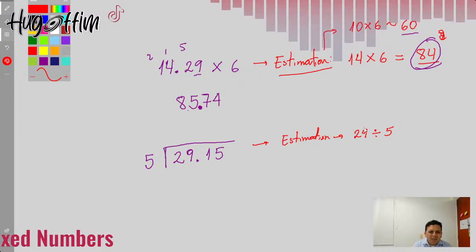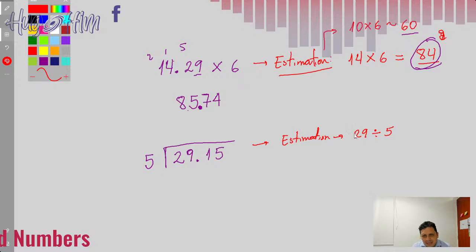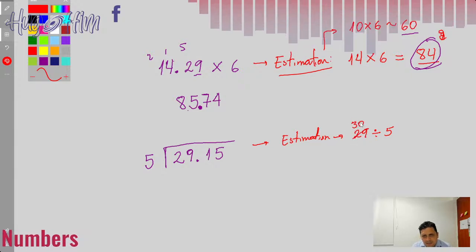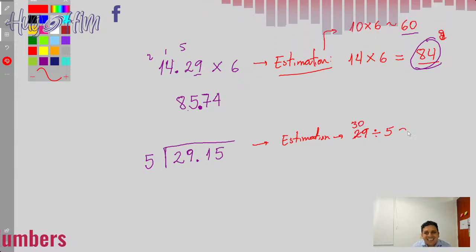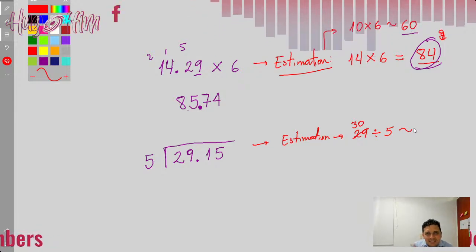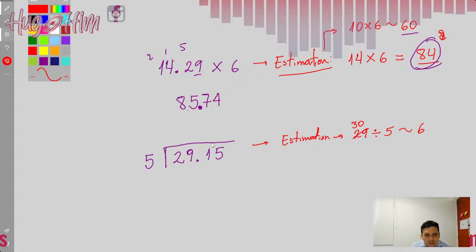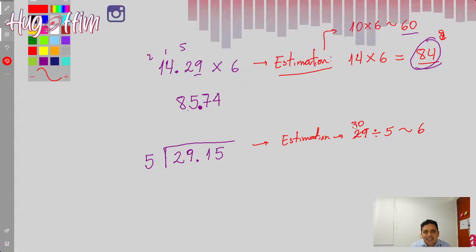But here is the problem. Maybe 29 divided by 5 is not easy to know, but I can think in terms of 30 divided by 5. It's okay. It's an estimation. You need to know what is the number around. So 30 divided by 5 is around 6. So I know that this answer is around 6.